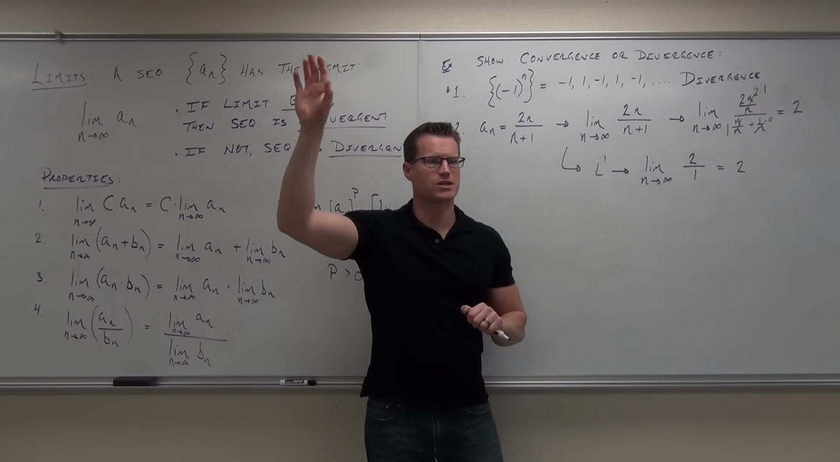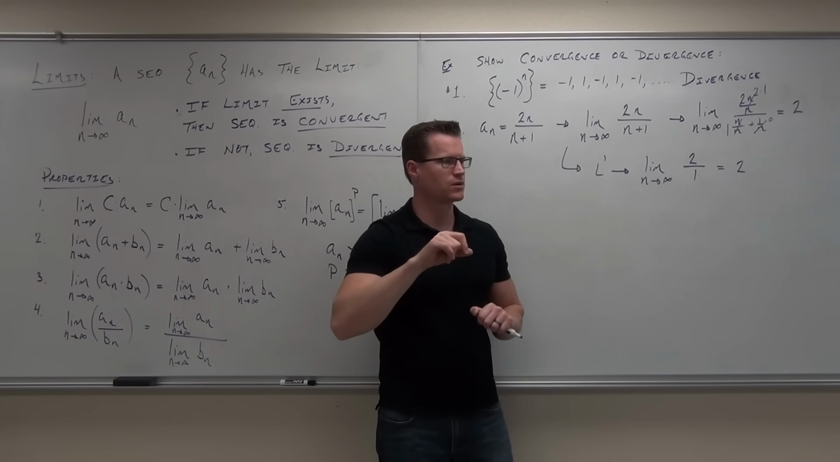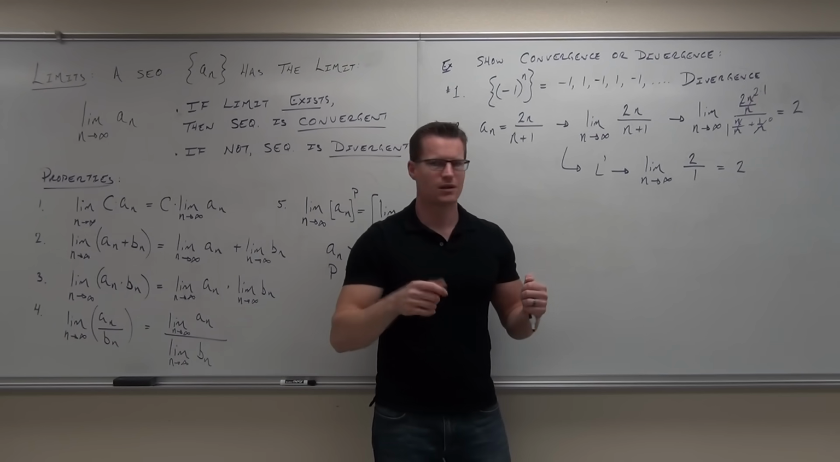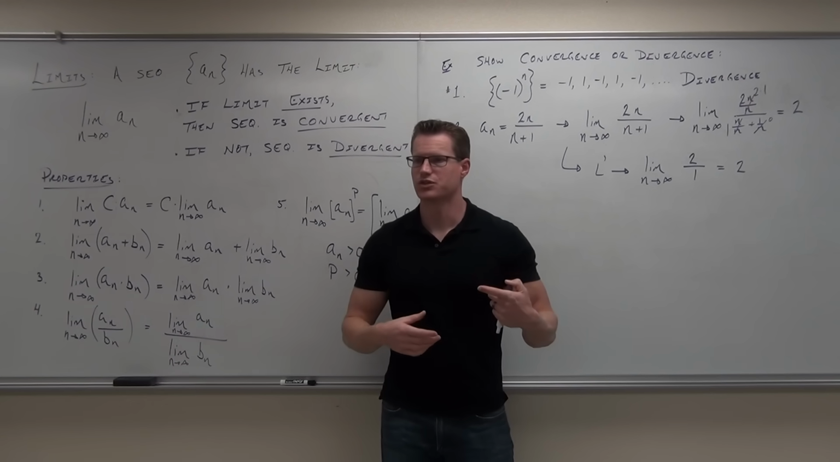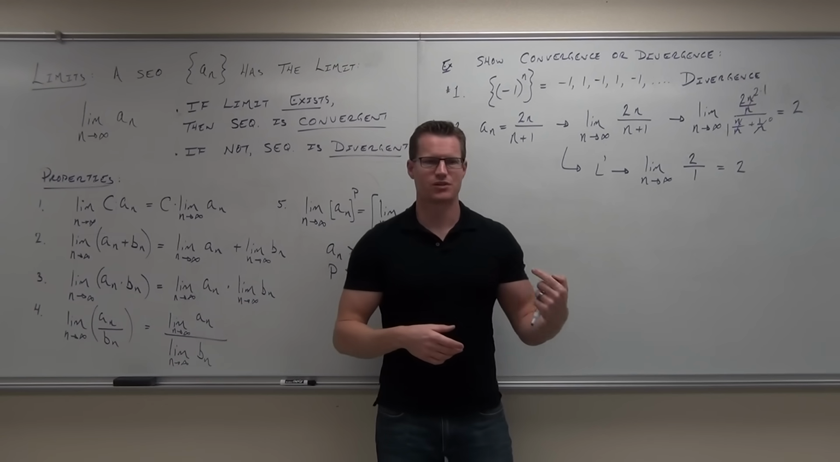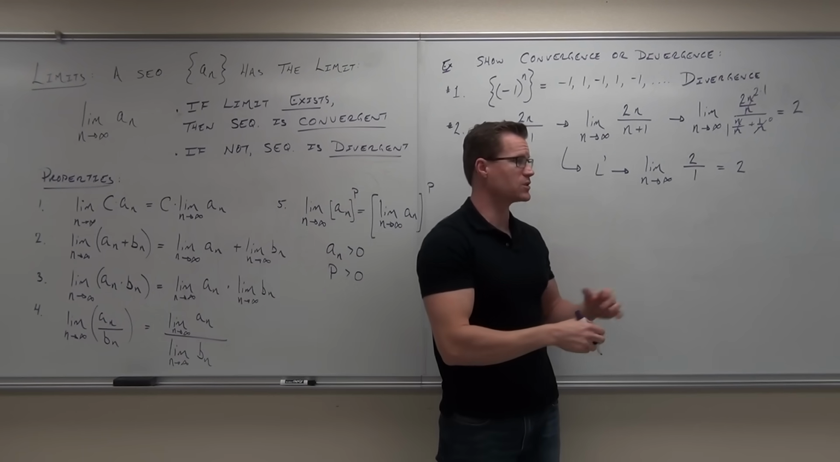Now, here's my question. Does this show convergence or does this show divergence? Convergence. Why? Because the limit is... Perfect. Now, does it say that this whole sequence equals 2? The sequence is a list of terms. You can't say it equals anything. It equals what it equals. It equals all the terms up to the infinity term, okay?